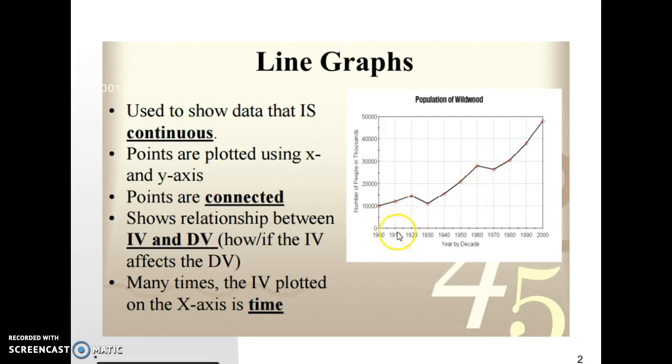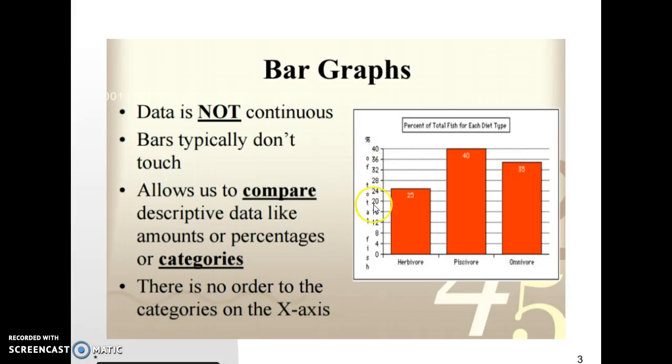Alright, second kind of graph is called a bar graph. Data is not continuous like a line graph. In a bar graph, we usually use these to compare data, and there's going to be different categories. So if you look, we're trying to compare the diet type for fish. So we have herbivores, we have piscivores, and we have omnivores, and we're trying to compare that data.